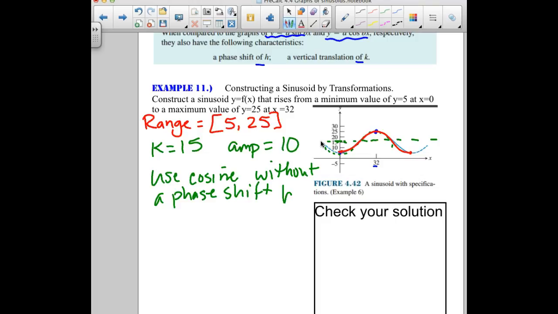So our h value would be 0 if we have no phase shift. But we said if we're going to use a cosine, we had to do what to it? We had to reflect it, right? So there's no phase shift, but we do need a reflection.